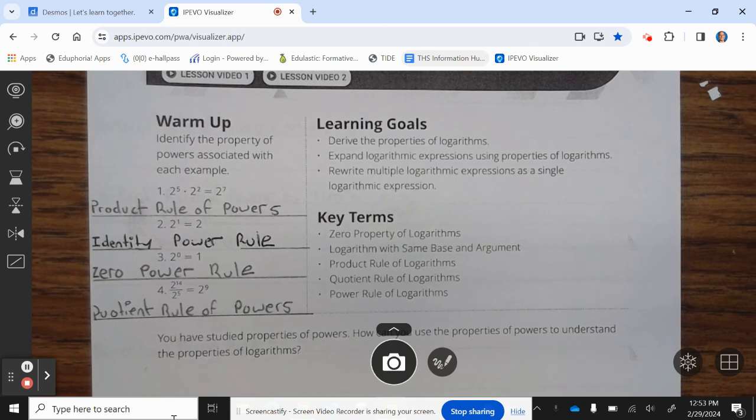2. 2 to the first power equals 2. That's the identity power rule. 3. 2 to the 0 equals 1. That's the zero power rule. 4. 2 to the 14th divided by 2 to the 5th equals 2 to the 9th. That's the quotient rule of powers. Let's take a look at the next page.